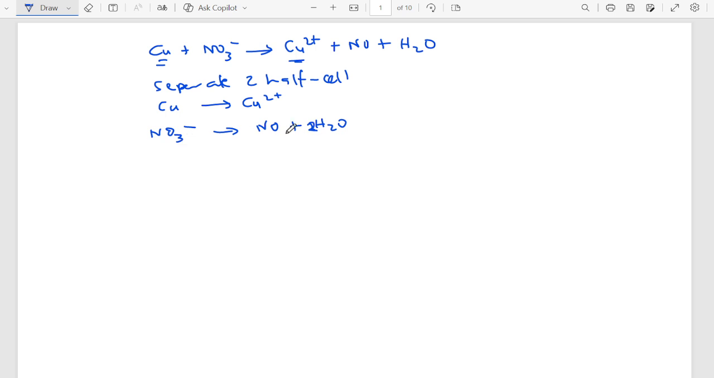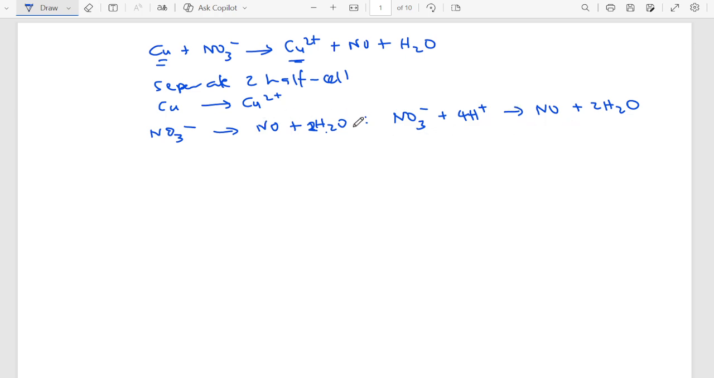Now this is 3. This one is 2 plus 1, which is 3. Then in turn, I will balance hydrogen with hydrogen ion. So here we have 4 hydrogen. Hydrogen ion will be on the other side. It's going to be NO3 minus plus 4H+, that will give us NO plus 2H2O. So because of this 4 extra, right? Now this one remains like that because there is no oxygen or hydrogen.